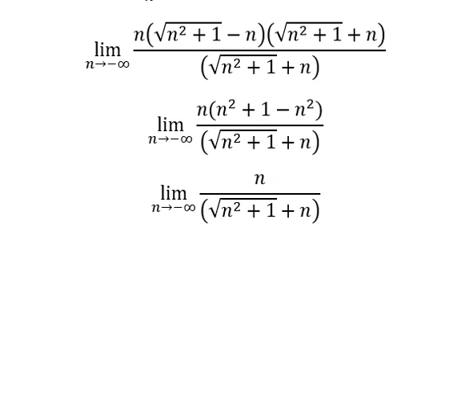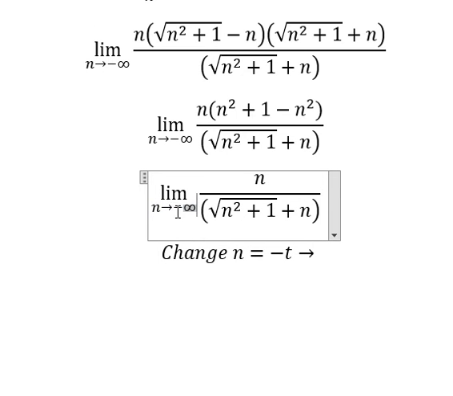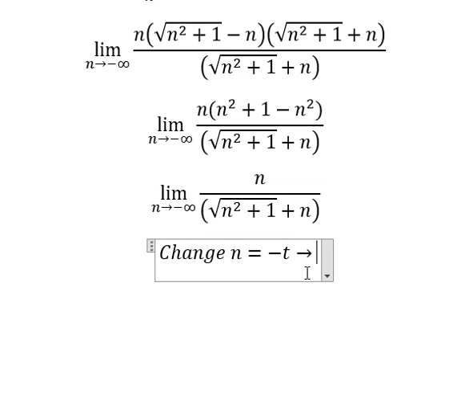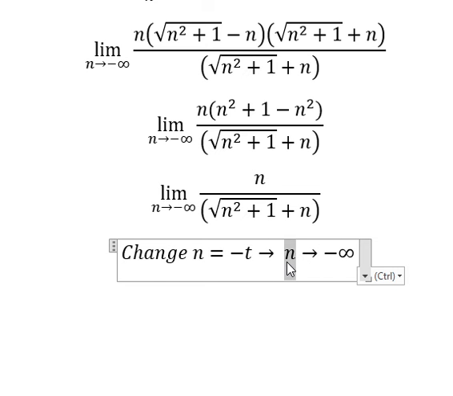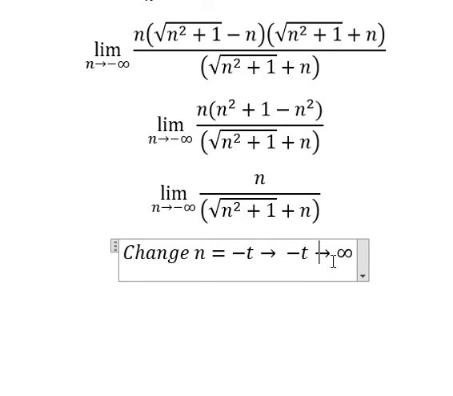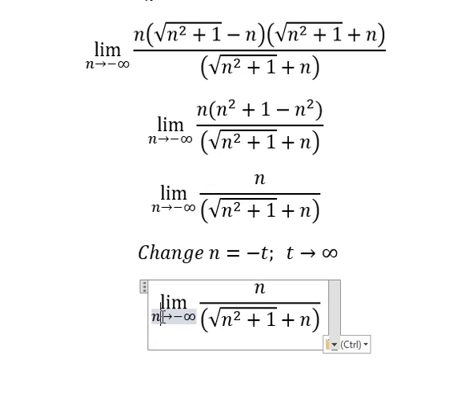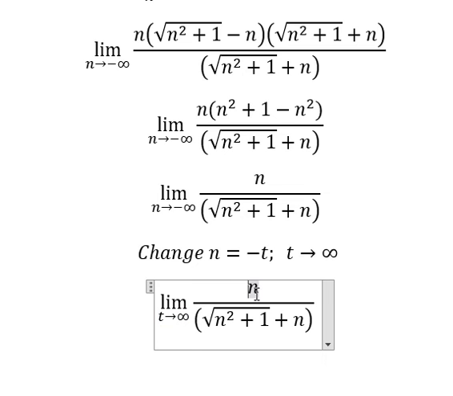Next, I will change n equals to negative t. That means when n approaches negative infinity, we will change for negative t. So negative side and negative side we simplify for both sides, and that's why we have like this. So this one we change for t approaching positive infinity, and we change for negative t.